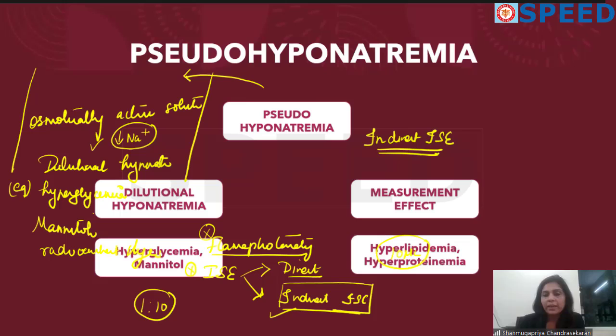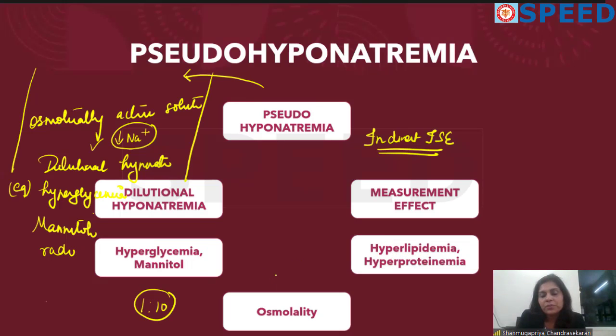Now if you're a clinician, you can't go to the lab and ask, are you using indirect ISE, because I found low sodium and I want to know if it's a true hyponatremia or pseudo-hyponatremia. There are many instruments which use indirect ISE, so you can't go back and ask this. As a clinician, you should have a way of finding out whether it's true hyponatremia or pseudo-hyponatremia. That differentiation can be done by measuring osmolality.